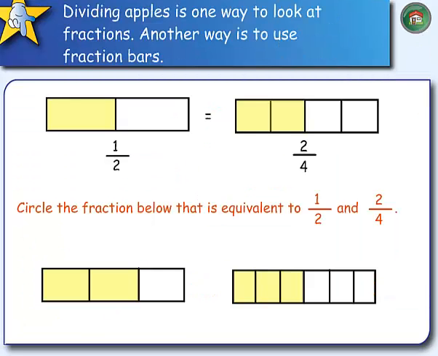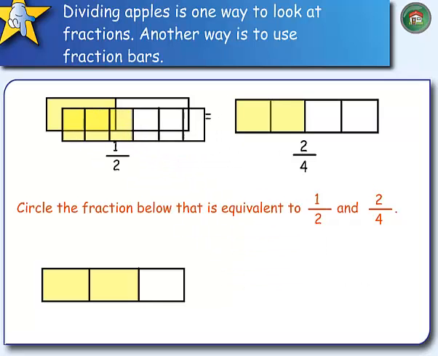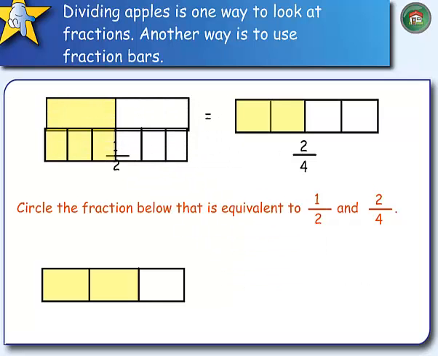Here's another way to look at equivalent fractions. Here are some fraction bars. They're exactly the same, except they are cut into 2 different parts. The first one is cut into 2 pieces, and the second one is cut into 4. However, if I were to put this one on top, they would be exactly the same. Now below, I have 2 fraction bars, and I can tell that one of them is equivalent to 1/2. This one, whose fraction is 3/6, is equivalent to 1/2.